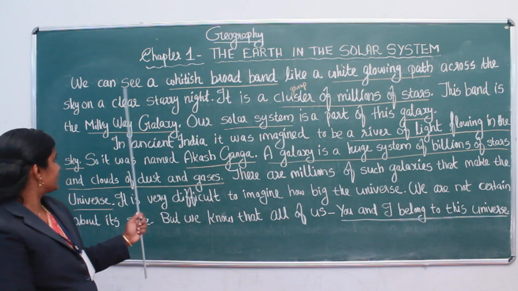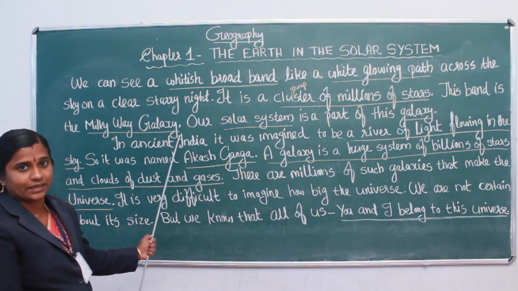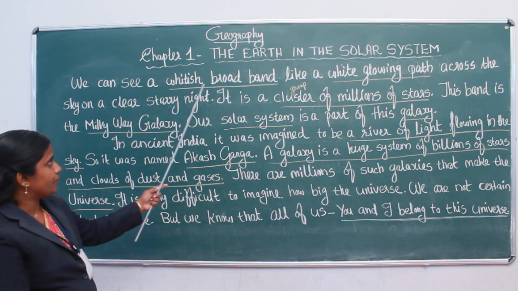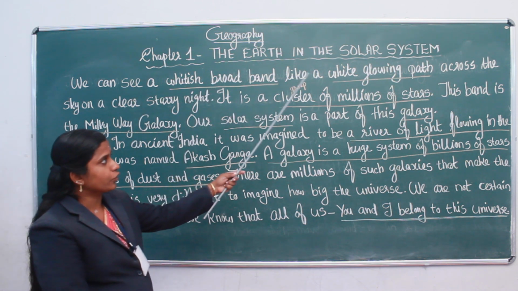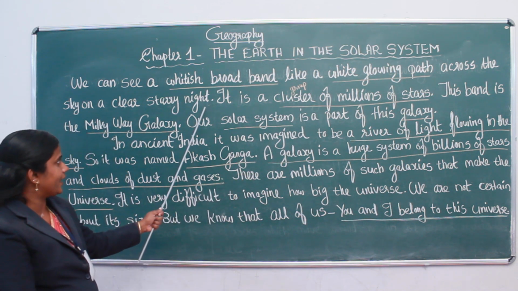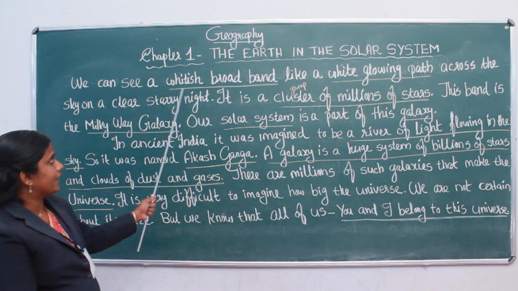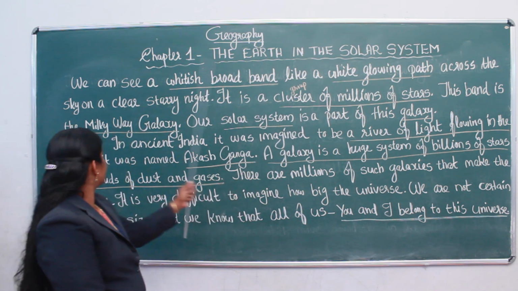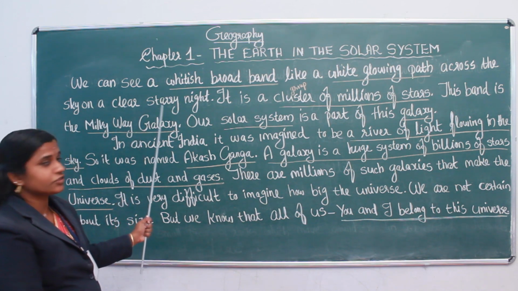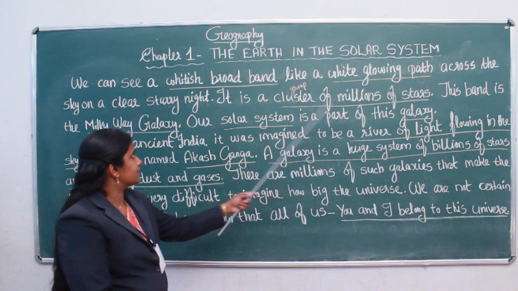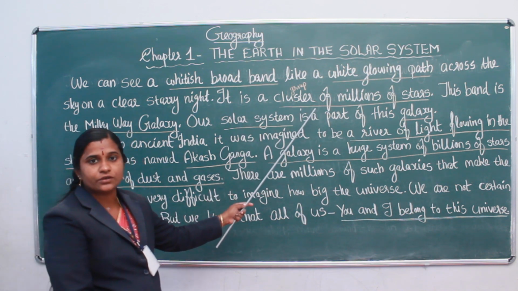Next we are going to study the Milky Way galaxy. We can see a whitish broad band like a white glowing path across the sky on a clear starry night. It is a cluster of millions of stars.